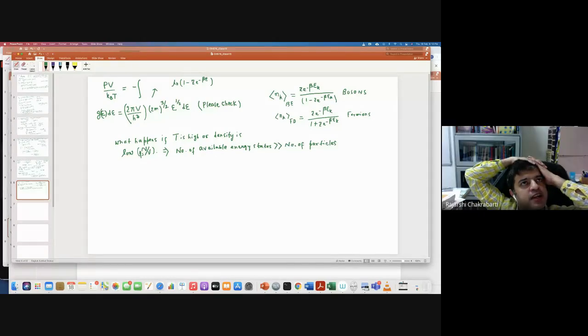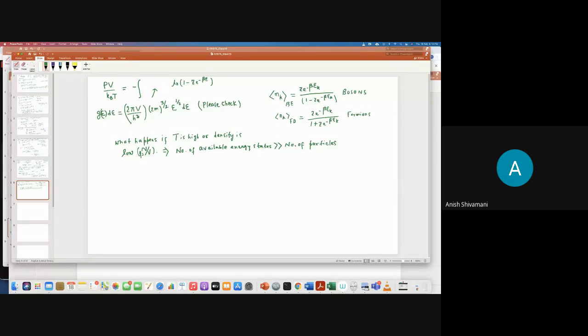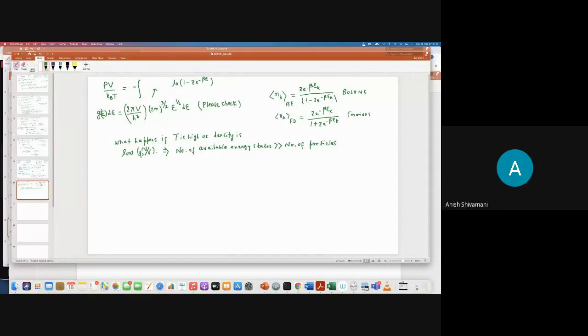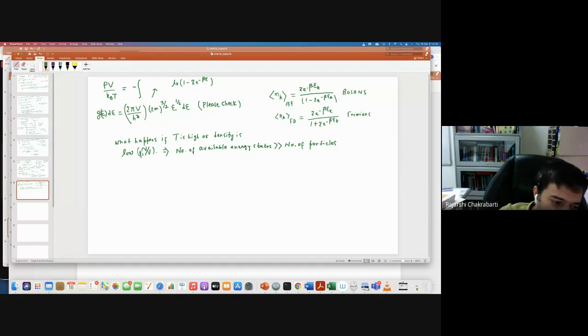Think of a situation where I have 10 particles but, say, 1000 energy levels. You understand what I'm saying? Yes. So what will happen? Then you cannot satisfy all the energy levels, isn't it? Yes. Most of the energy levels will be vacant, will not have any particle.